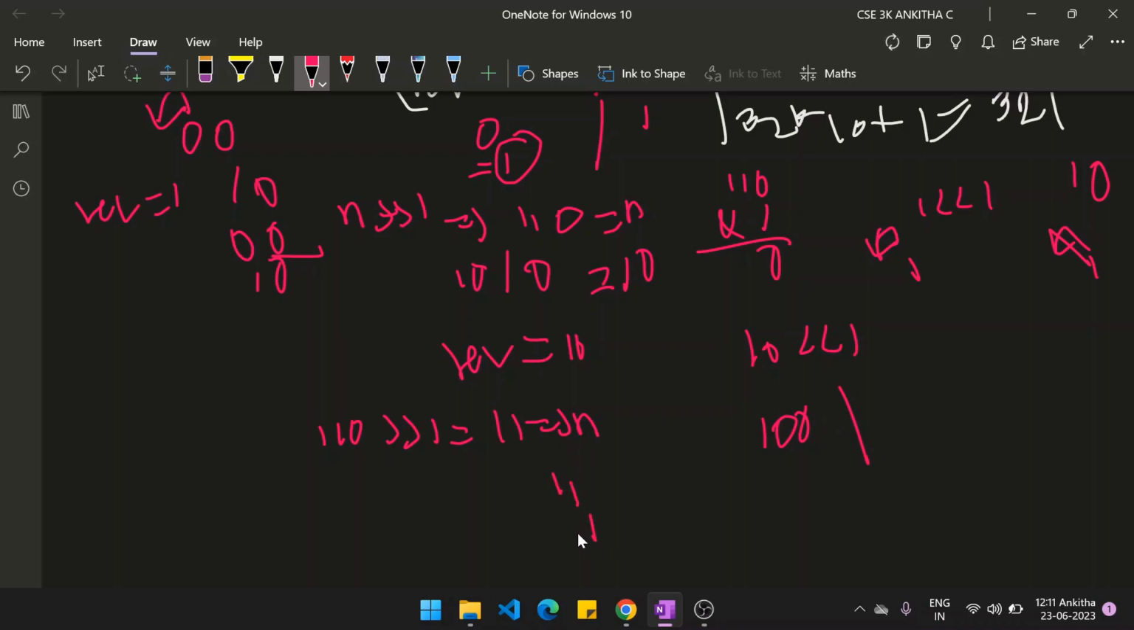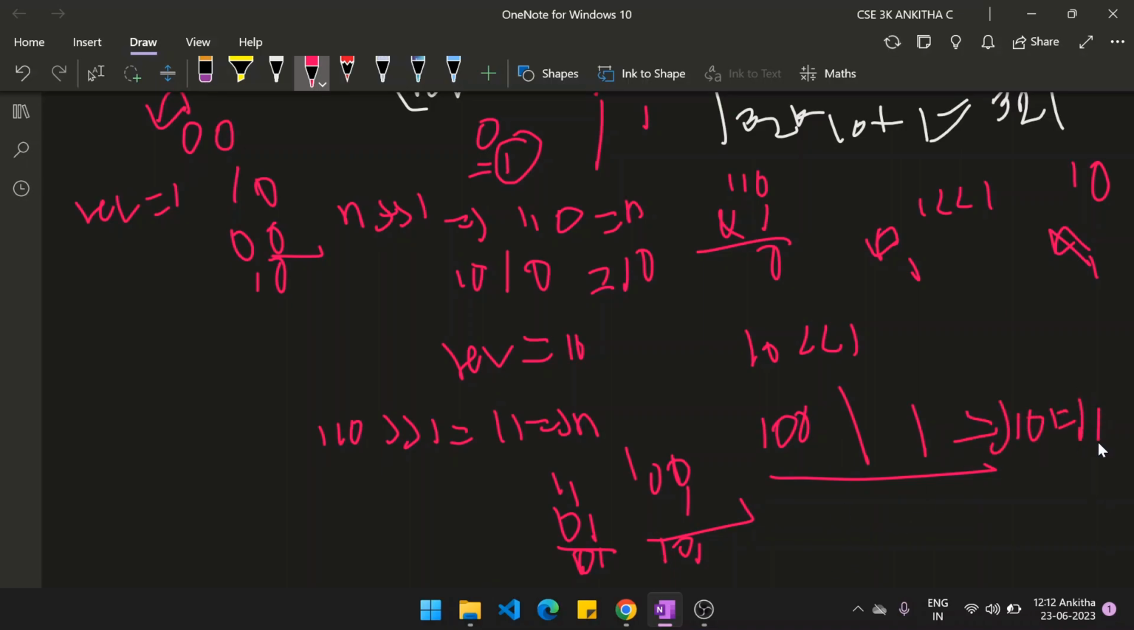That OR with n and 1. So 1 1 with 1, so 1 and 1 will be 1 and 1 and 0 will be 0. So that is giving you 1. So now 1 0 1 with 1 0 0 you do OR operation, that will give you 1 0 1. So the answer is 1 0 1. So this is the reverse number. Now, n again you will have to do right shift. That will give you 11 right shift by 1. That will give you 1.